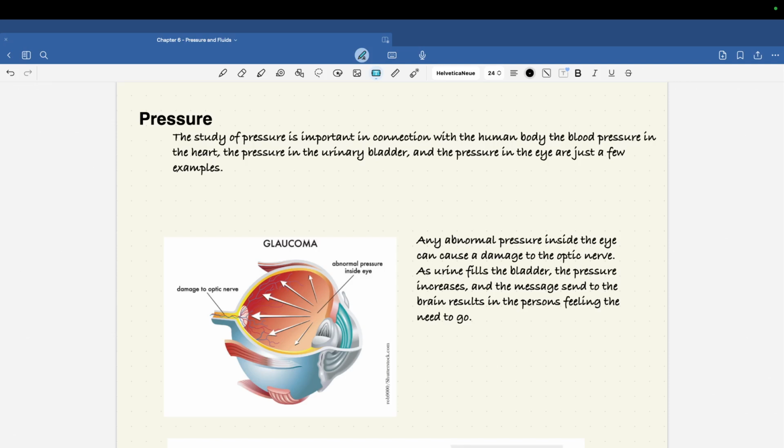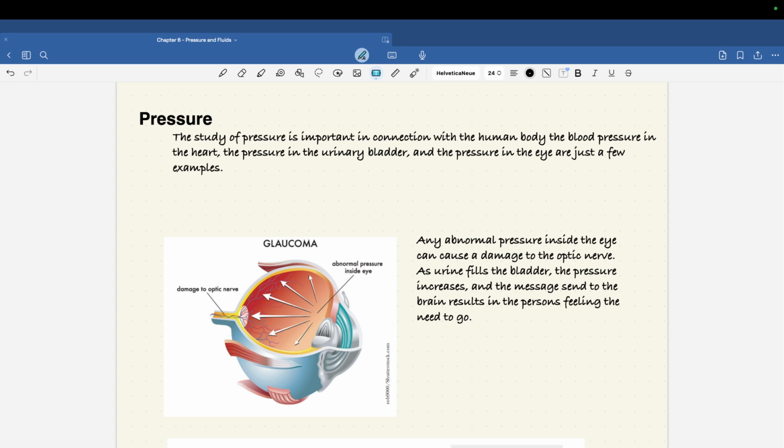So, welcome to chapter 6, Pressure and the Fluids. Now, this chapter is even more important in the medical field because pressure affects many parts of the human body. The blood pressure in the heart, the pressure in the urinary bladder, and the pressure in the eye are just a few examples. We know that any abnormal changes in pressure will affect the body.